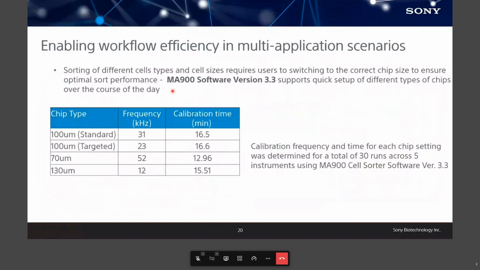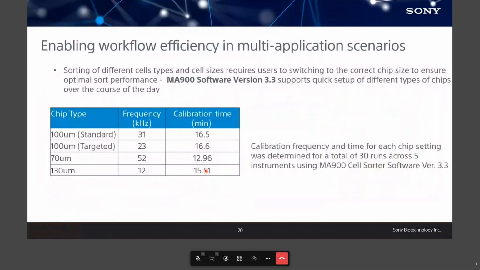All right, so we will shortly be launching version 3.3 of the MA900 software. And what's important about this is really supporting quick setup of different types of chips over the course of the same day. So we have basically tested 30 different runs across 5 different instruments for each of these chip sizes. And we have found that each time the average calibration time is under 20 minutes. You can see here for the 100 micron, it's usually about 16 and a half minutes. The 70 is about 13 minutes. The 130 about 15 minutes.